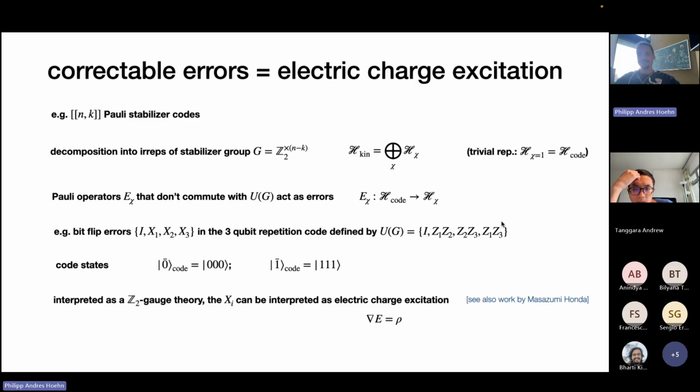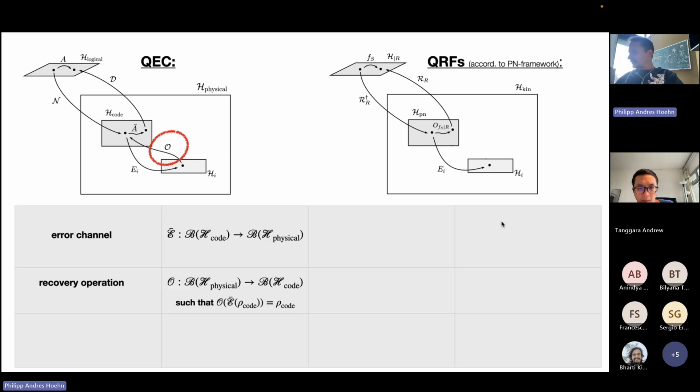So that's why you can think of these maps as errors or as electric charge excitations when you interpret this like an abelian gauge theory. Okay, so this is just to say that it does actually make sense to think of errors in gauge theories. There are meaningful ways of thinking about them in those contexts also. Okay, and in the interest of time, let me be a bit quick on the coming things so that I can come to some applications of this dictionary.